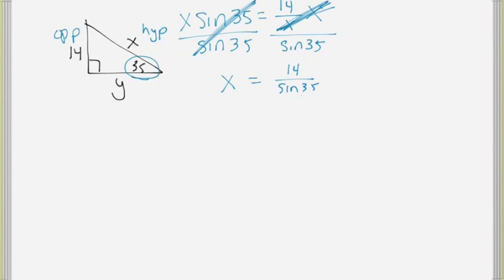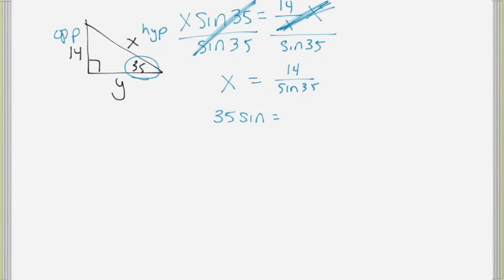All right. So we get 14 over sine 35. If you are using a real physical calculator, you can type that in just as it is: 14 divided by sine 35, enter. If you're using an iProduct, this is a little bit more annoying. You're going to have to type in two things. You are first going to type in 35 sine and hit enter. It's going to give you a long decimal that you're going to need to write down at least a few digits of.